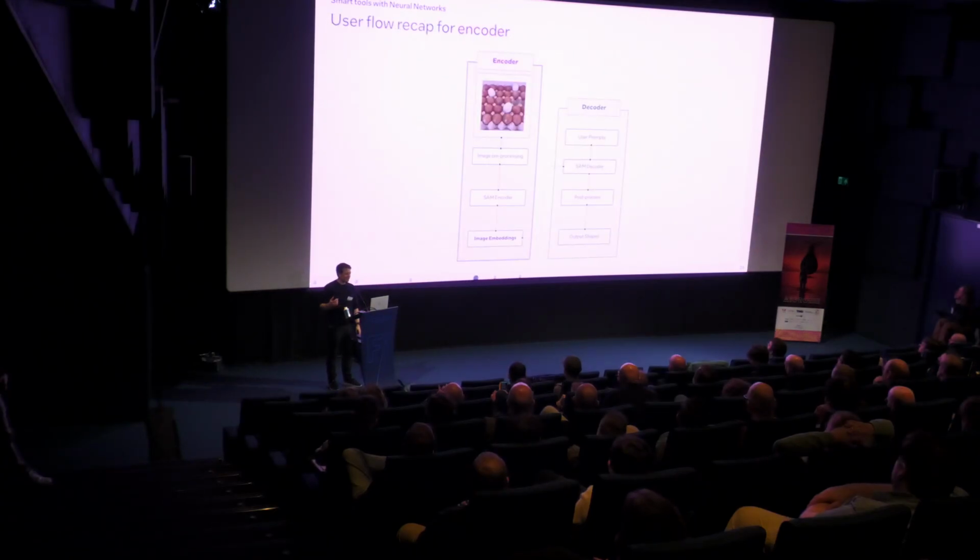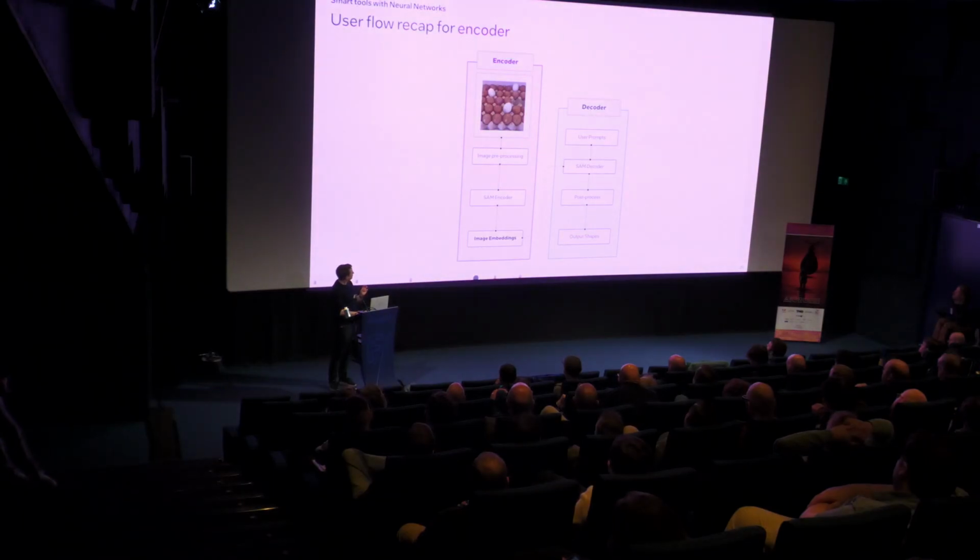Now, again, a recap to show you all the steps that we did. We called the encoder, we got the image embeddings. Then after that, we used those embeddings, and we call the decoder every time the user hovers. And we do the post-processing on that.